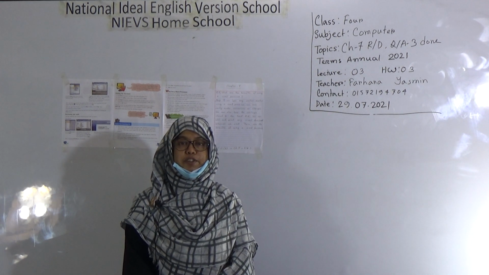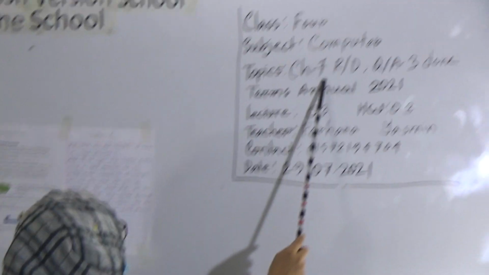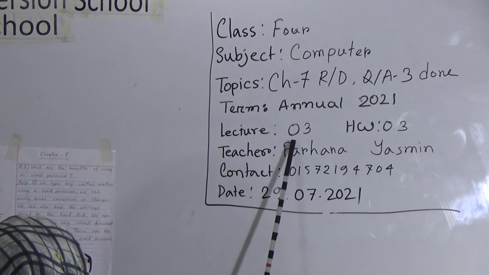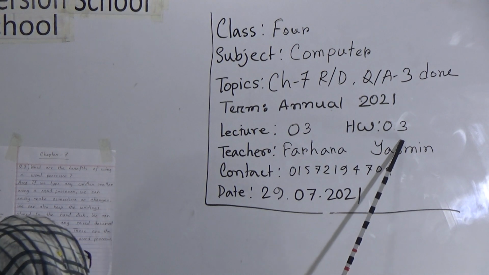Now I'll take computer class for class 4. Our today's topic is chapter 7, reading done and question answer 3. Today's lecture number 3 and homework number 3 will be given today. Today we will continue reading chapter 7.